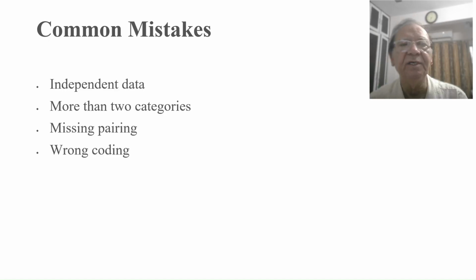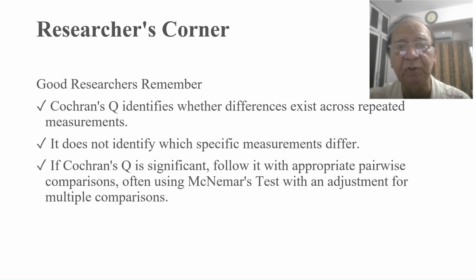Common mistakes include using independent observations instead of repeated measurements, applying the test to variables with more than 2 categories, losing the pairing during data entry, and inconsistent coding of yes and no responses.